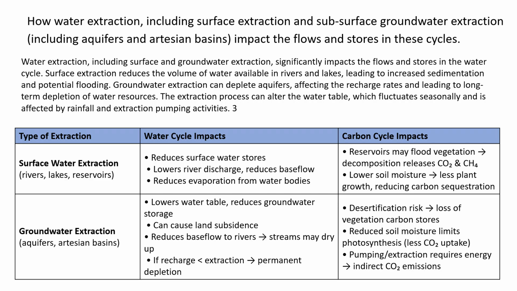Groundwater extraction, well, that will impact the water table. It will lower the water table throughout the year. It could cause subsidence. It will have an impact on the base flow in rivers. And when we're looking at the carbon cycle, it will put stress on the soil moisture, particularly if you're trying to extract water. It's going to use a lot of energy. It's going to use carbon to produce that energy.